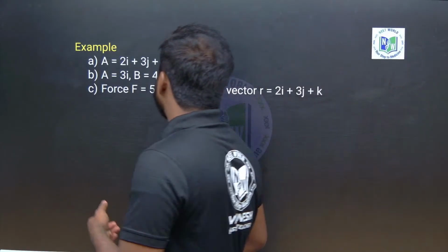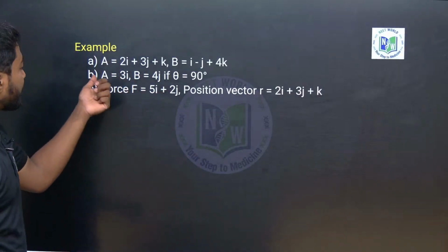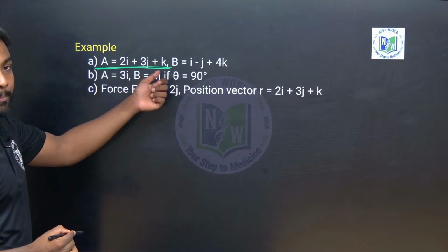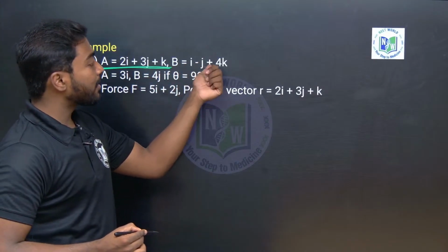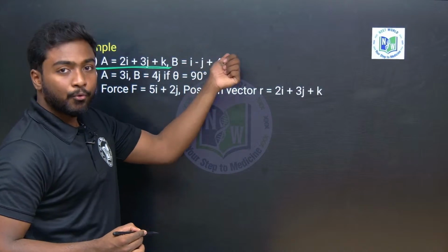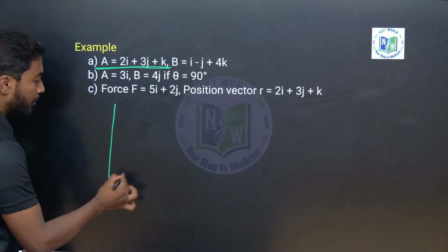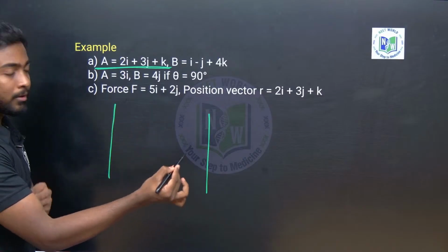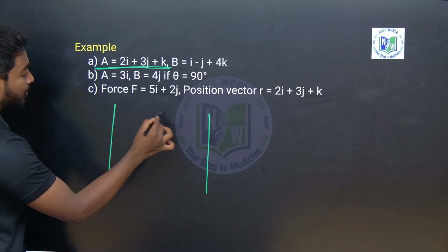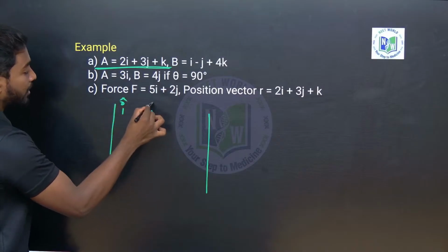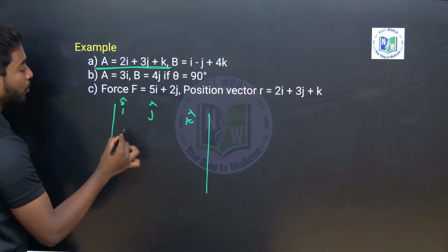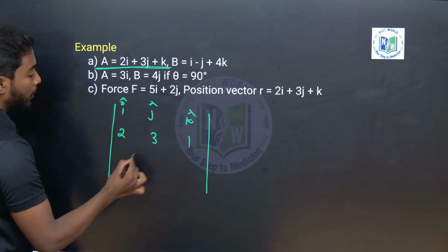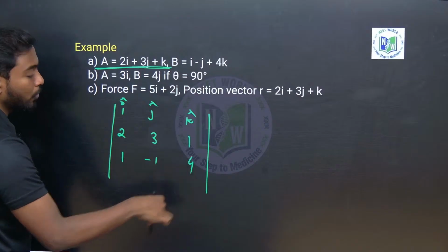So there are some examples here. The first example I will do; try to give the answer for the second one and third one. If I take A equals 2I plus 3J plus K and B equals I minus J plus 4K. Simple thing: take a determinant, you know, matrices and determinants. So I cap, J cap, K cap. Write the given 2, 3, 1. This one is 1, minus 1, 4.